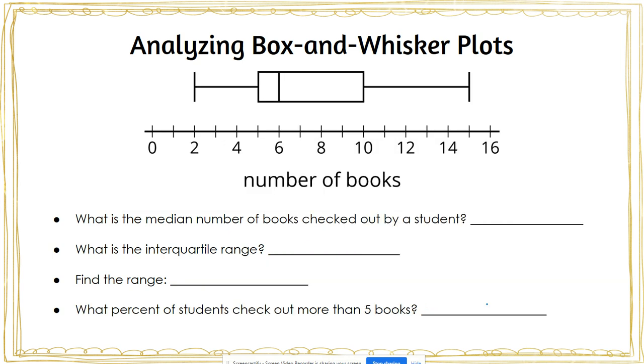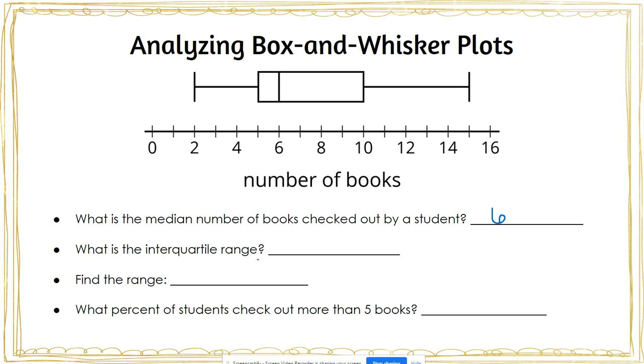Now let's look at another box and whisker plot. This one shows the number of books that students check out throughout the year. What is the median number of books checked out by a student? Well, again, the median is in the middle of our box, so this is right here, which is 6.